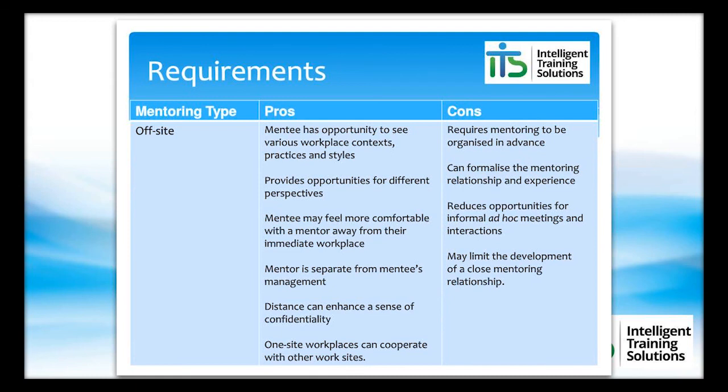Off-site, the pros are that the mentee has an opportunity to see various workplace contexts, practices and styles, provides opportunities for different perspectives. Mentee may feel more comfortable with the mentor away from their immediate workplace. The mentor is separate from the mentee's management. Distance can enhance a sense of confidentiality, and on-site workplaces can cooperate with other work sites.